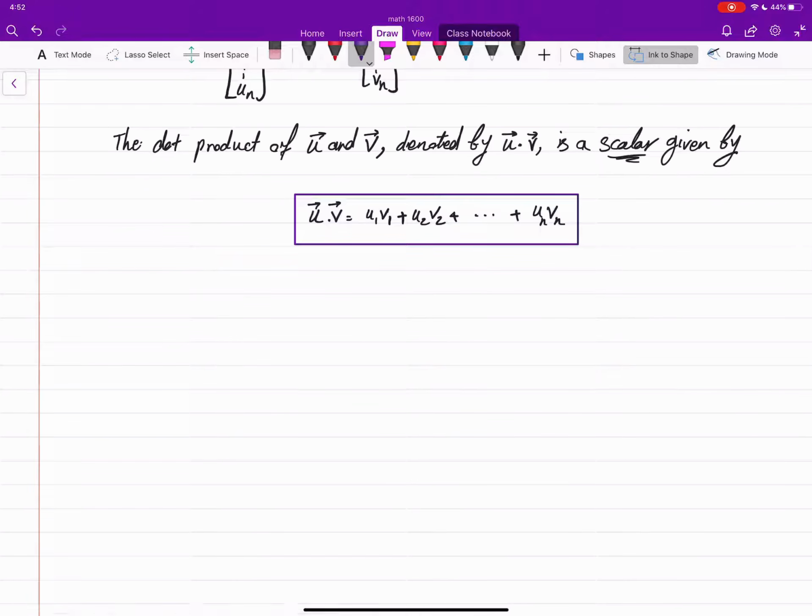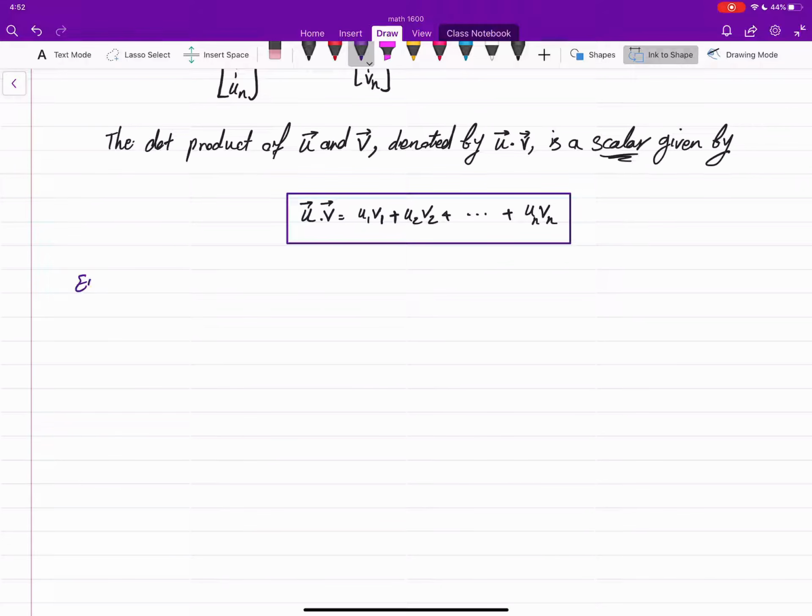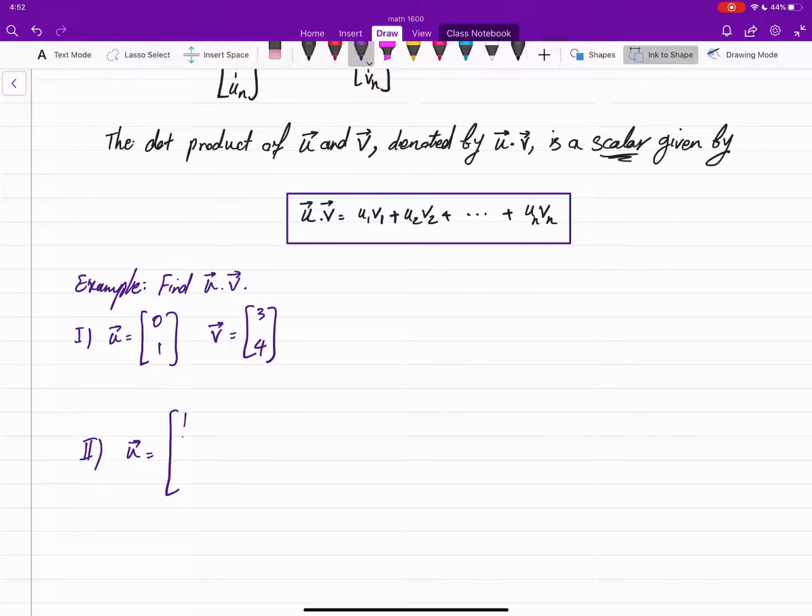So let's do an example. Find u dot v for the given pairs. The first one: u is two-dimensional, so 0, 1, and v is 3, 4. The second pair is u coming from R4: 1, 4, negative 1, 2, and v is negative 3, 1, 5, and then 0.